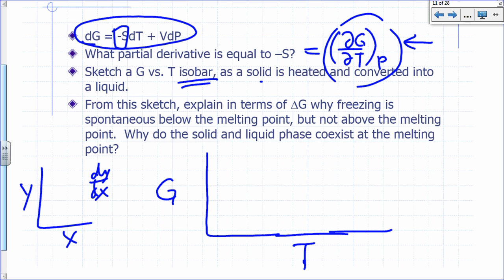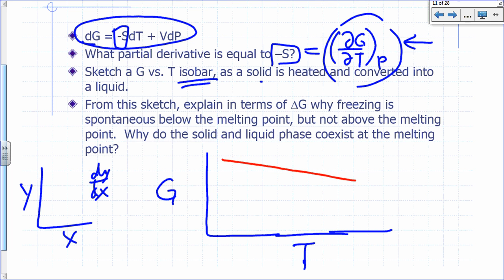dG/dT is negative S. Well, S is always a positive number, right? So what's the slope going to be? Negative, right? So what's my curve going to look like? It might look like this for a solid. It has a negative slope.